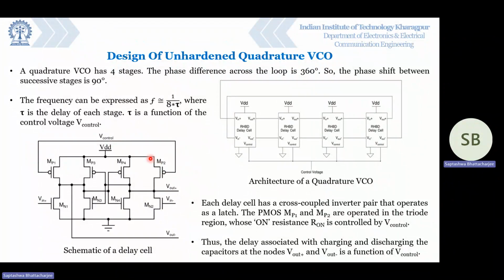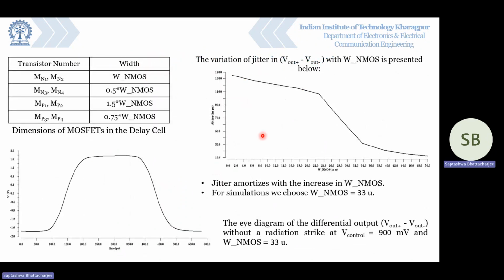But since their on resistances are governed by V control, it means that the delay associated with the nodes Vout plus and Vout minus are also a function of V control. So the frequency of oscillation is a function of V control.